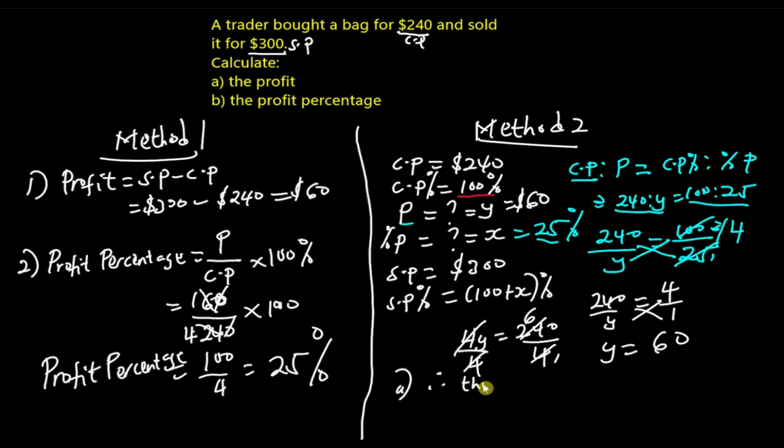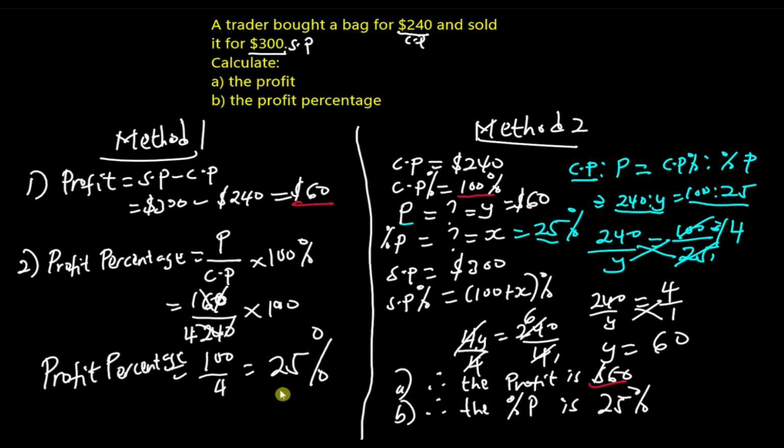Therefore, the profit is $60, and B, the profit percentage is 25%. As you can see over here, we had the profit as $60, and when you use the second method, you also have the $60. And over here, we had the profit percent when you use the formula as 25%. So the second method doesn't require a formula, or even though here it's like a formula, this one is more of a concept. If you understand it, even if you forget this formula, you could use this concept to solve for any profit question.